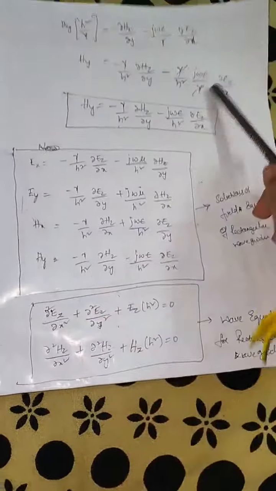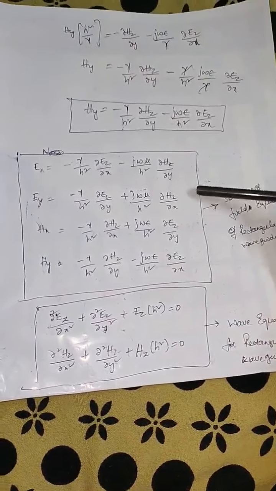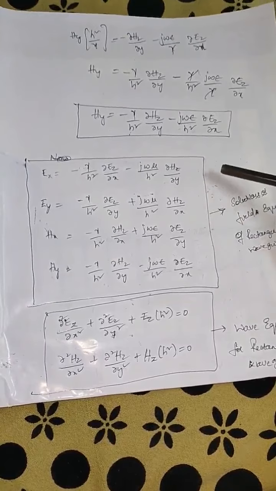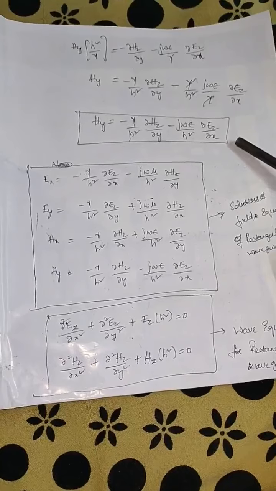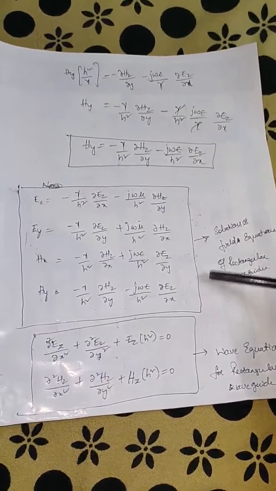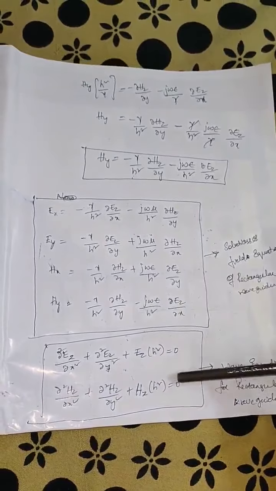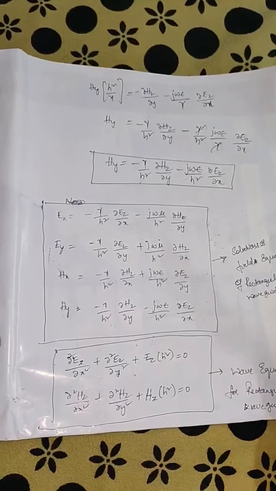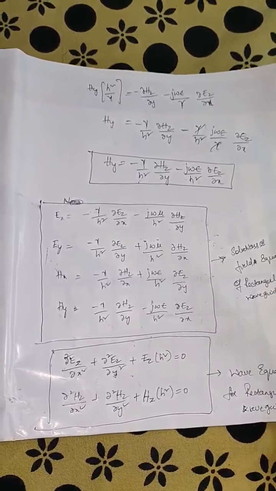You have derived the Ex, Ey, Hx, Hy expressions. Using these you can derive the field patterns of the TE and TM modes. Ex, Ey and Hx, Hy are the solutions of the field equations of a rectangular waveguide, and these are the wave equations for the rectangular waveguide. By using these equations we have derived the Ex, Ey, Hx, Hy equations. In this way we can get the solutions of a rectangular waveguide. This is the analysis of the rectangular waveguide.